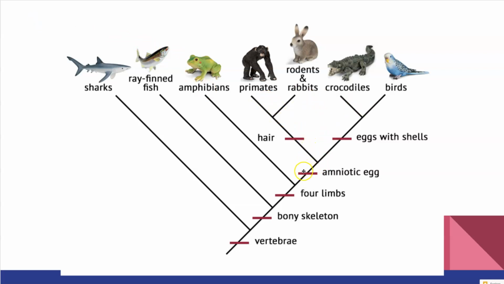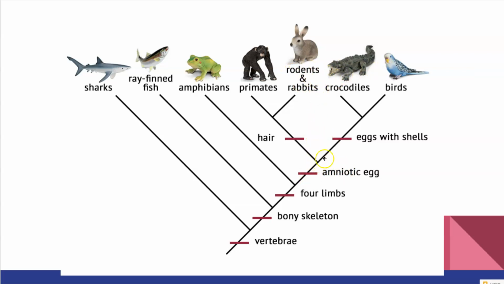So an amniotic egg just means that that is an egg that has almost like a fluid inside. We know that rabbits don't lay eggs, and we know that primates don't lay eggs. The egg is internal, but it's inside of an amniotic sac, which contains all the amniotic fluid when the baby is born. So the amniotic egg, still all four of these would have an amniotic egg.